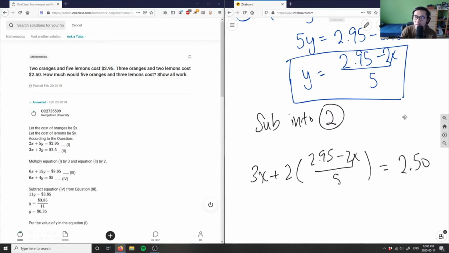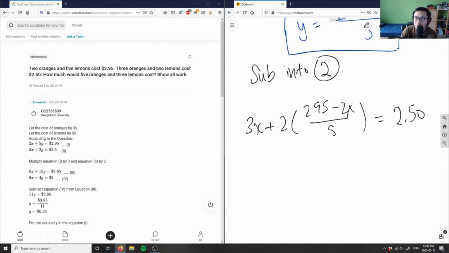And now I have everything in terms of my x, right? So I can just simply expand this and solve for my x value. So I have 3x here plus 2 times $2.95, let me use my calculator, 2 times 2.95 would give me $5.90.